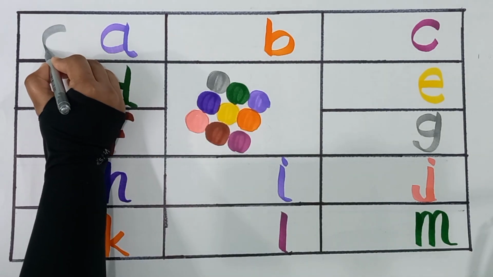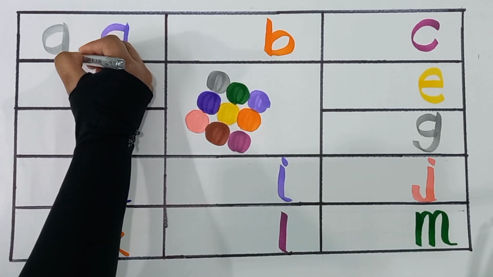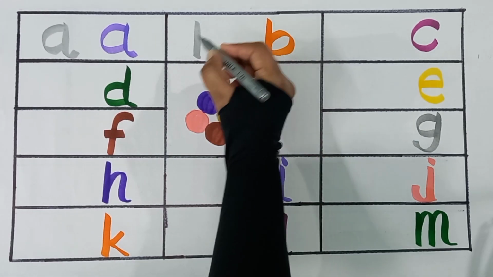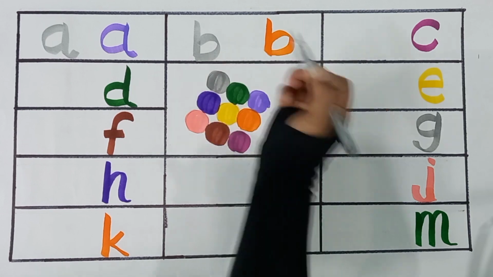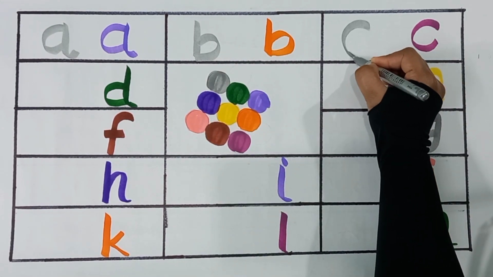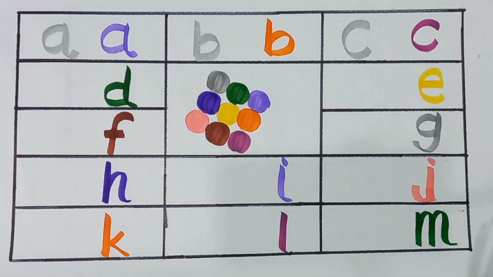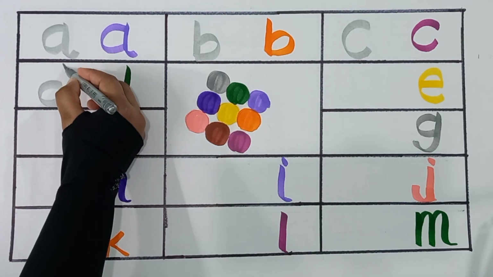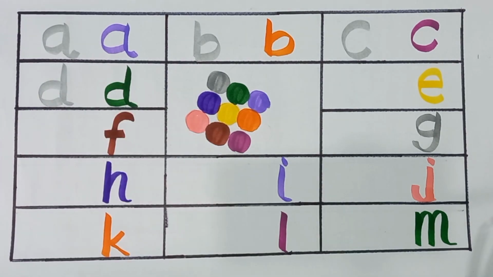A for apple, apple. B for boy, boy. C for candy, candy. D for doll, doll.